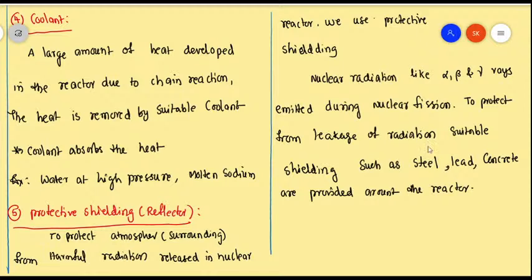To protect the surroundings from alpha, beta, gamma radiation, we have to shield them. We have to use suitable shielding. Suitable shielding means a layer. That layer is made up of steel, lead, concrete. Okay, right. This is about the different parts. And now we will discuss the working, how it works.